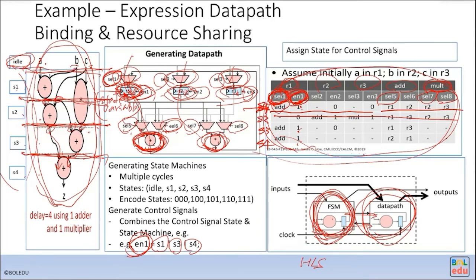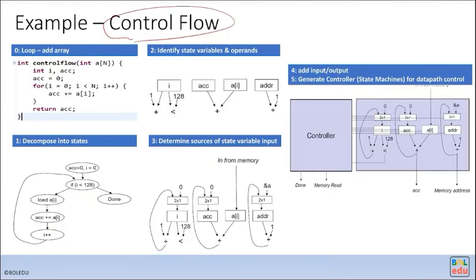Okay, so this is one example. Another example, I'd like to take a control flow, like the for loop. Right now, I want to design a logic to do this loop. Okay, first for this loop, it generates a DFG, and decomposes it into states.